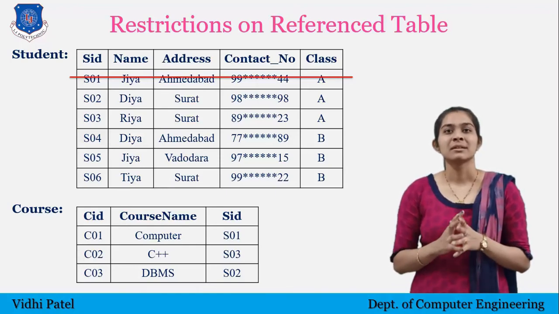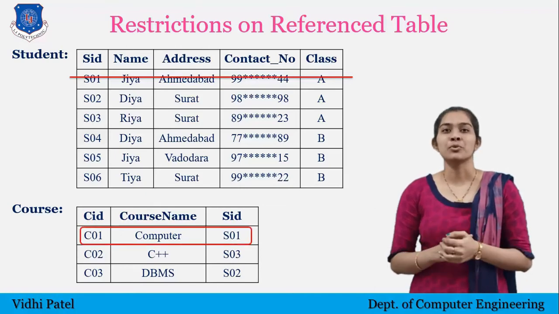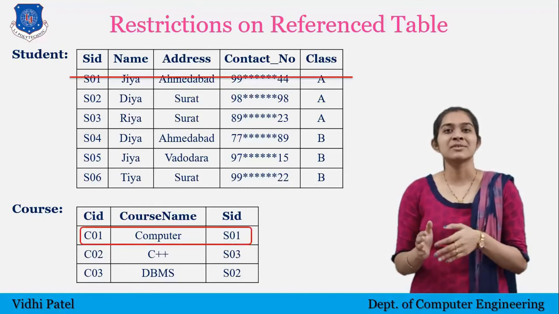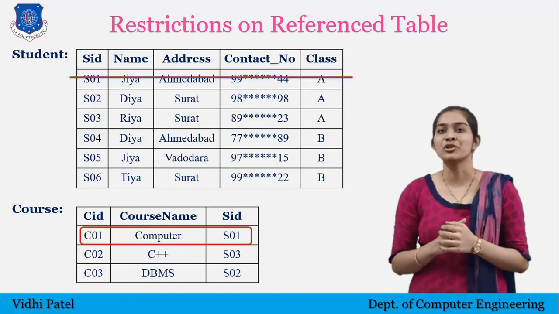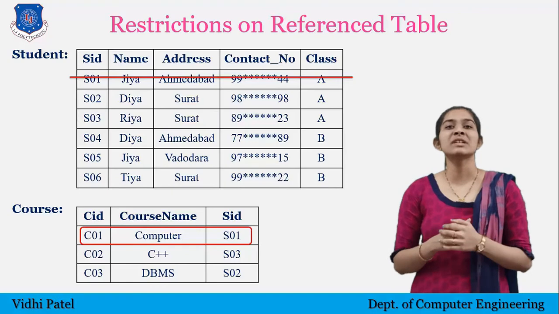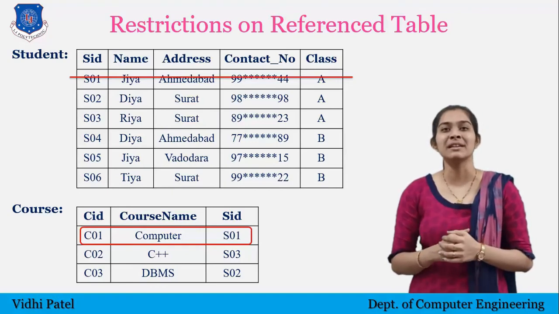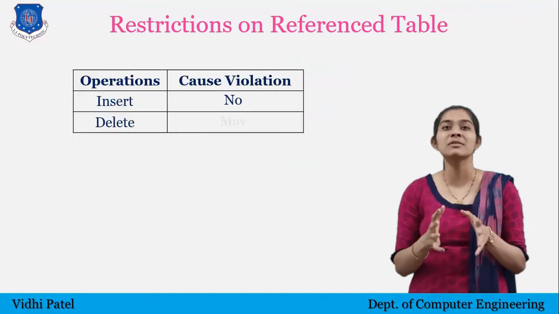The reason is that student ID S01 is studying the computer course. The student table says that student ID S01 left the university, but the course table says that student ID S01 is studying computer. So integrity is not maintained here. So the delete operation may cause a problem.